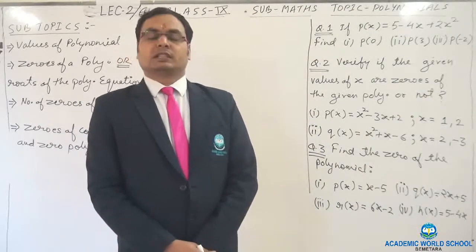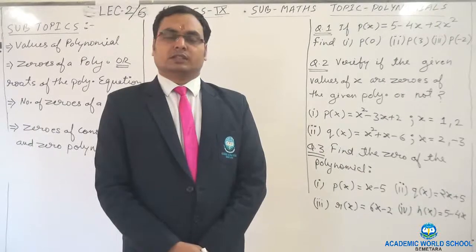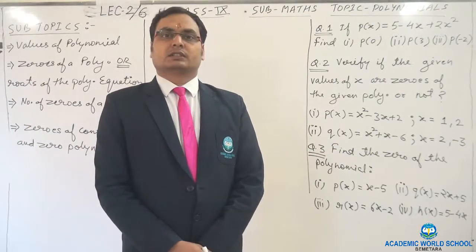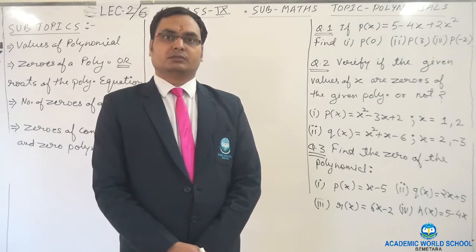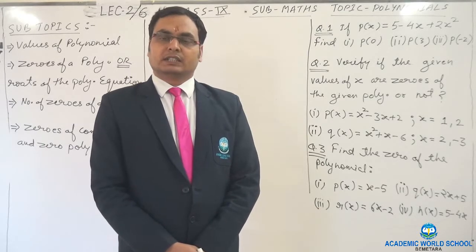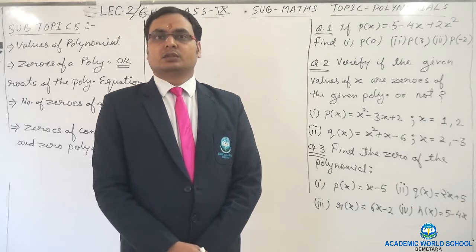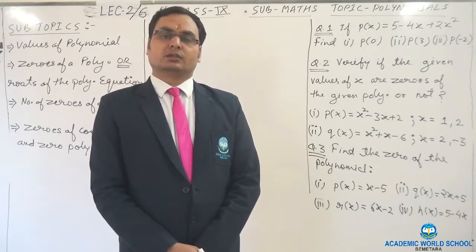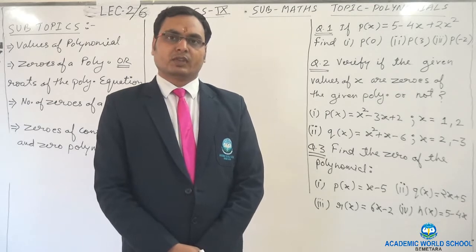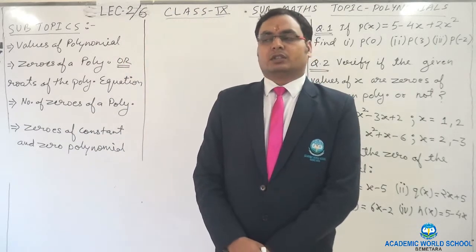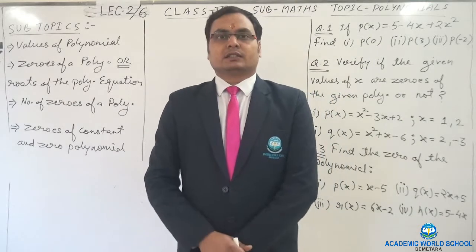In our previous lecture, we have studied about polynomials, different types of polynomials. Now, in lecture 2, we will study values of a polynomial and zeros of a polynomial. These are very easy concepts. First of all, let us consider an example.